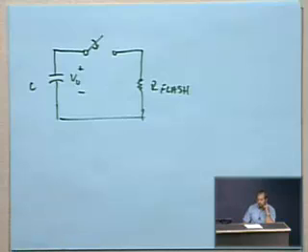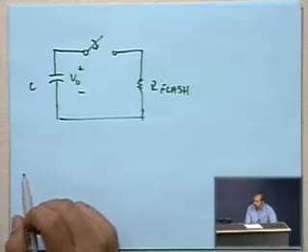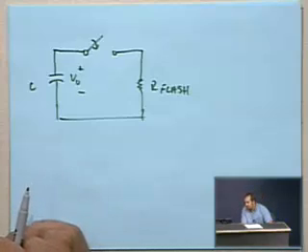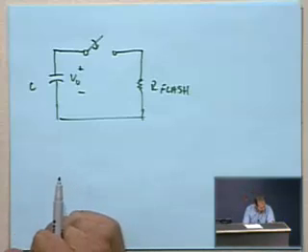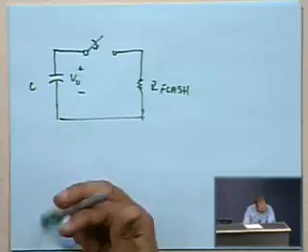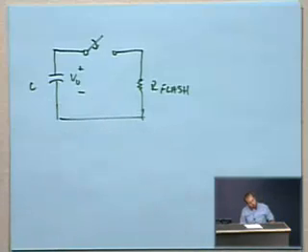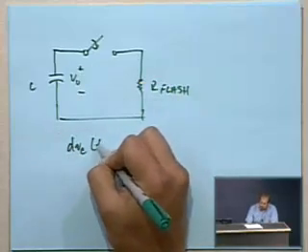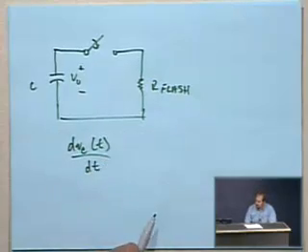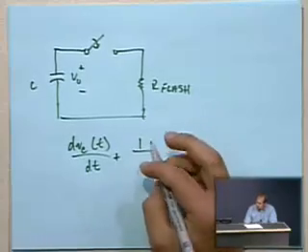And if we write a KCL equation around this loop, so what is the voltage across the capacitor? A KCL equation around the loop. What you end up with is a voltage across the capacitor with respect to time. That's the current that's running through the capacitor, and then the current that's running through.